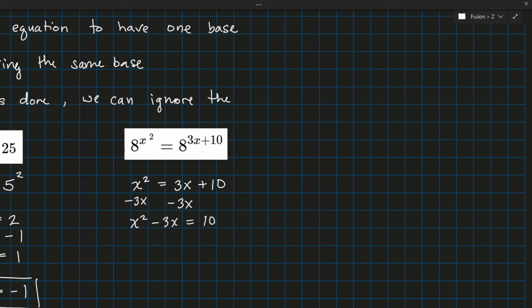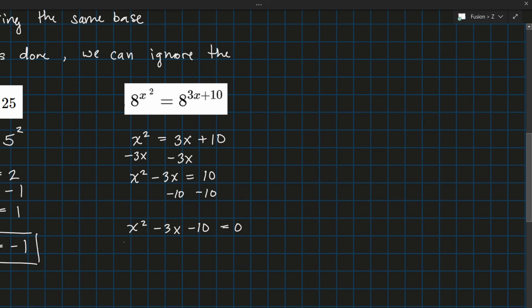Trying to think if you did this in class. Okay. So the way we solve them is by getting everything over to one side. So it's x squared minus 3x and then minus 10. Right. So we have x squared minus 3x minus 10 equals 0. And now, do you remember what we do?